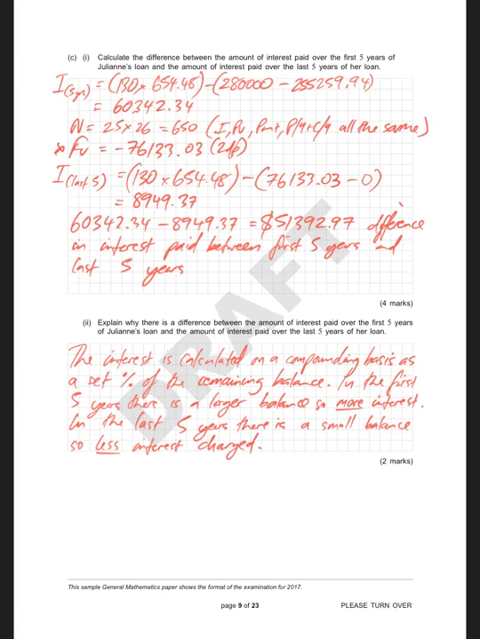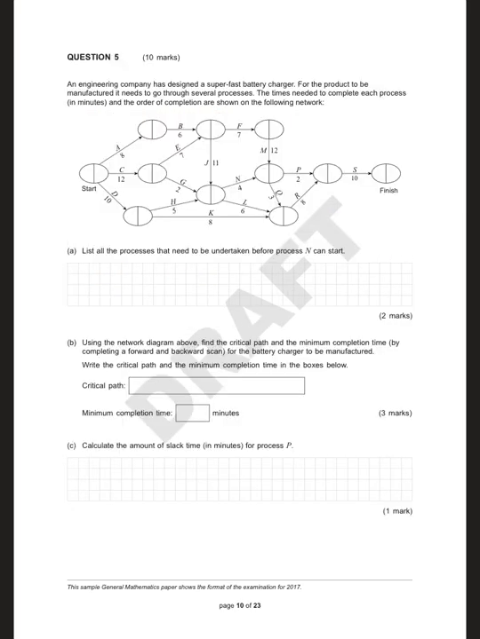That's 2 pages down, so that should be question 4. Yeah, question 5. So we've got our first networking question. Engineering companies design super fast battery charger. Needs to go through processes, time needed to complete. It's giving you a network. Most of my questions in my test have asked you to draw these from scratch. List all the processes need to be undertaken before N can start.